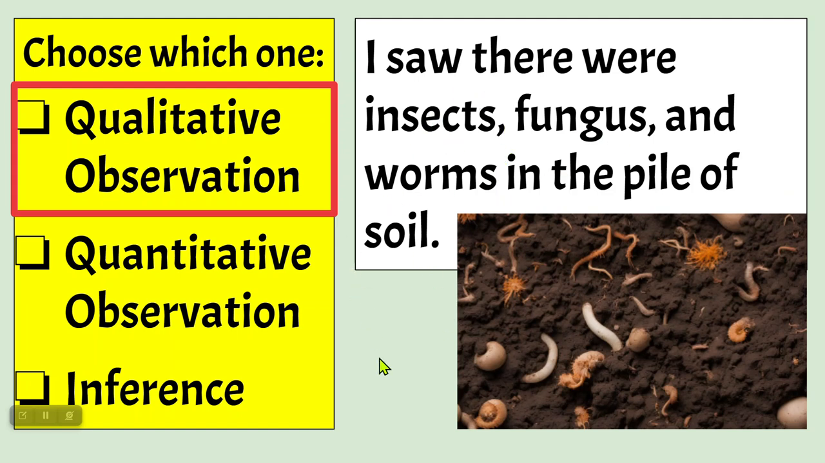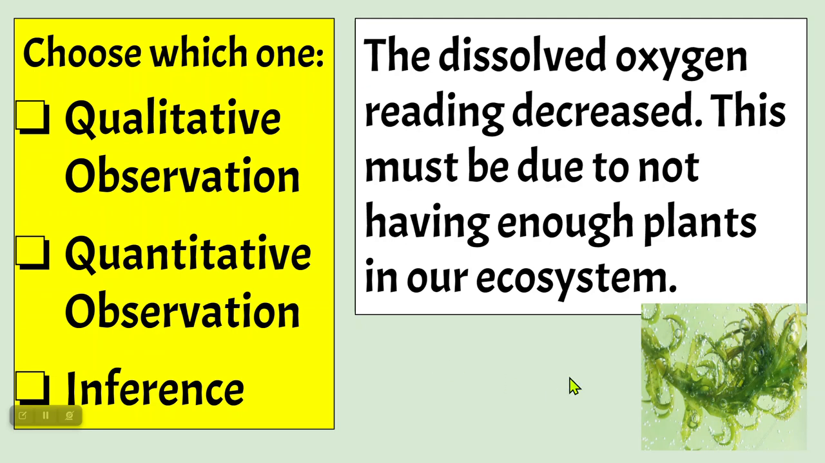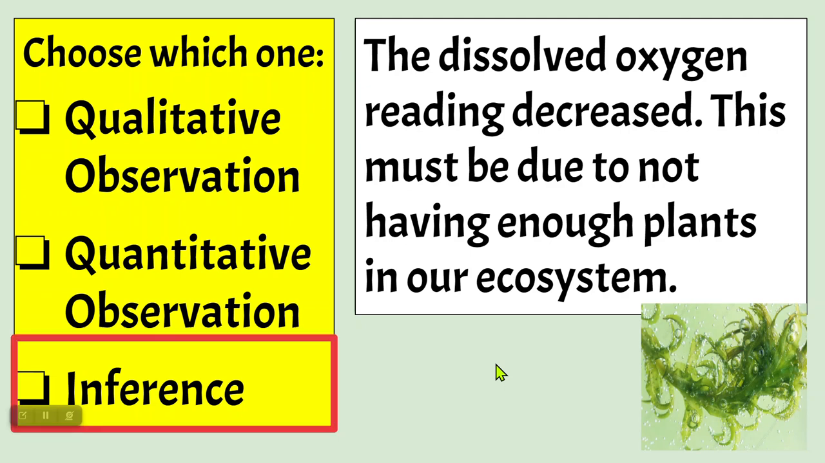and I didn't say they were decomposing the soil, I just said what I saw. Okay, so now I'm going to say the dissolved oxygen reading decreased. This must be due to not having enough plants in our ecosystem. Well, the dissolved oxygen reading decreased, and I am speculating, I'm thinking about why that could be. So this one's going to be an inference because I use some of my background knowledge also, not just my observation.